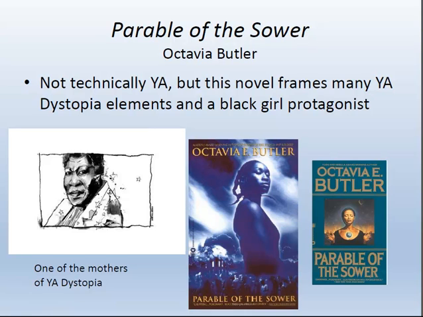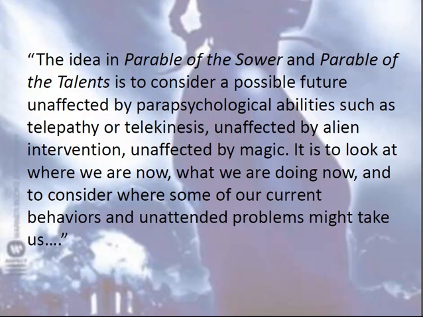She wrote a lot of different kinds of science fiction, speculative fiction, dystopia kind of fiction, all sorts of different things in those books. So we'll be looking at Parable of the Sower, which is the first in a 2-book series. Octavia Butler writes about Parable of the Sower and Parable of the Talents, and she says the idea is to consider a possible future unaffected by parapsychological abilities such as telepathy or telekinesis, unaffected by alien intervention, unaffected by magic, and just to note that her other books do include a lot of those elements.